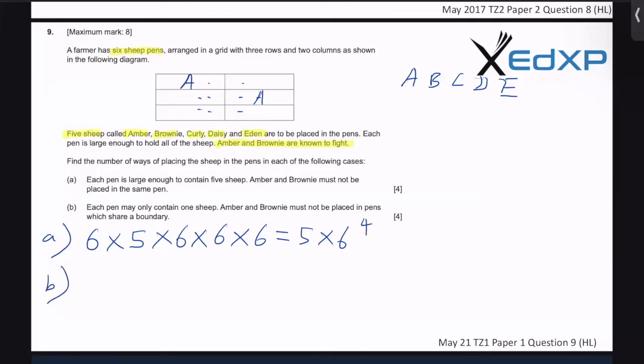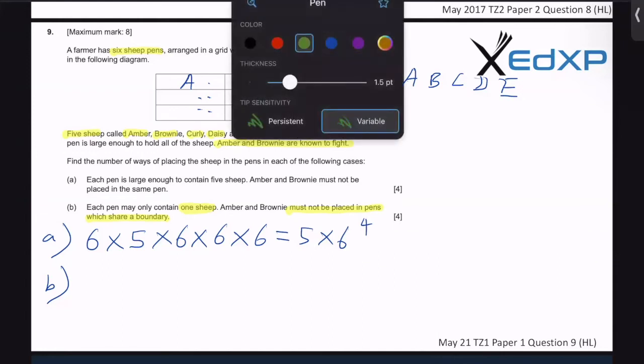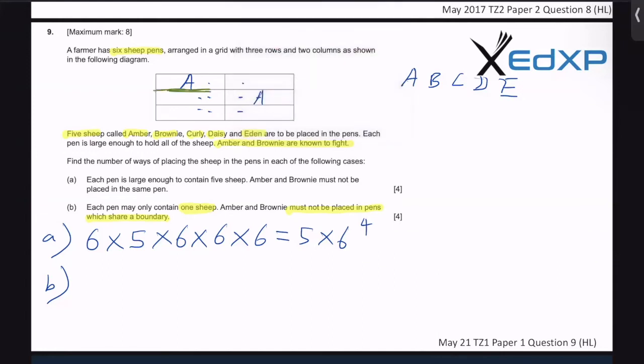Part B. Each pen may only contain 1 sheep. So we have 6 pens, 5 sheep. There'll be one empty pen. Amber and Brownie must not be placed in pens which share a boundary. We have this new term here called a boundary. So let's define them. We have one boundary here, second one, third one, fourth one, fifth one, sixth one, and 7. So we have a total of 7 boundaries.